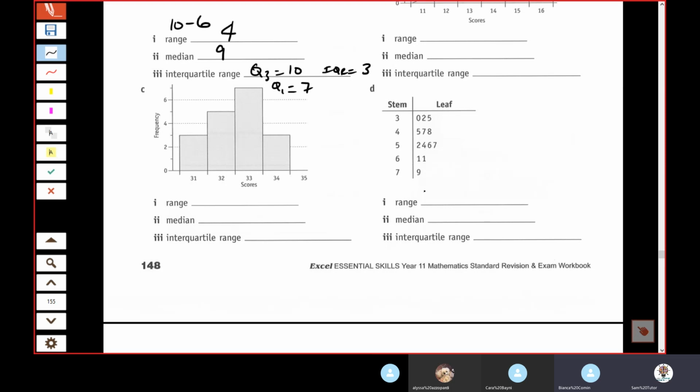Find the range. Range is 79, highest number minus your lowest number, which is 30. The answer is 49. Median: cross out highest 2, lowest 2.